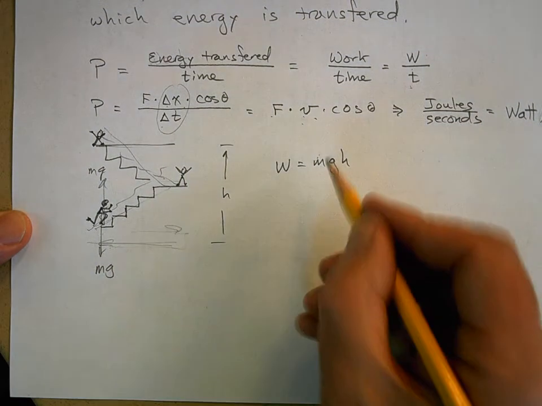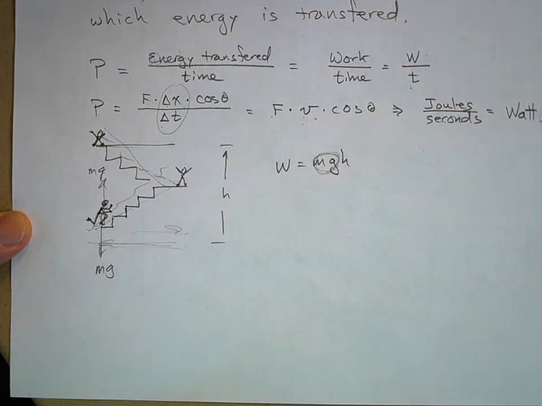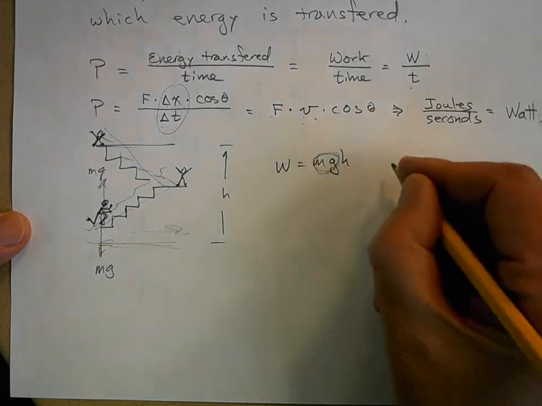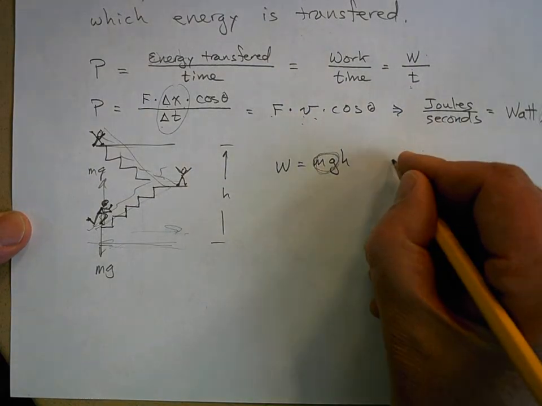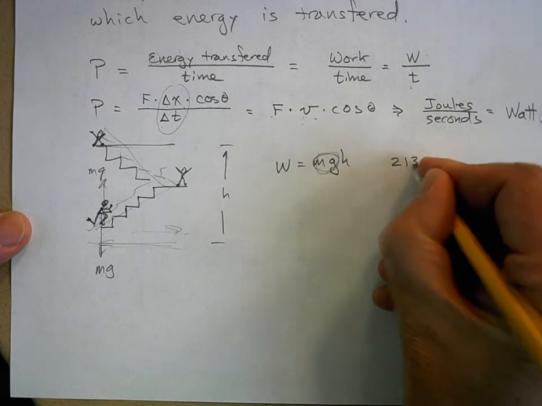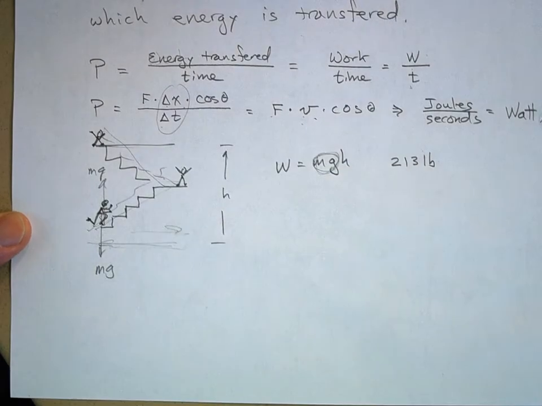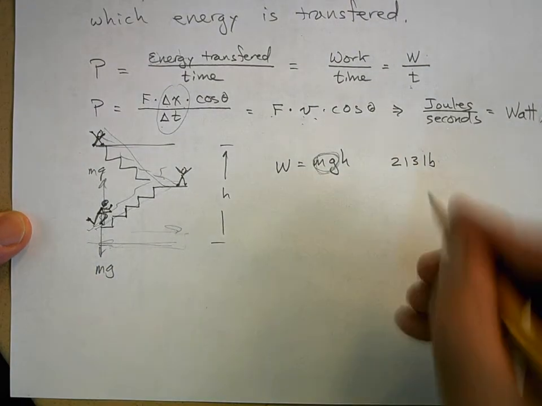Now, what is your weight? Well, you need to figure out what your weight is in newtons, and here's how you do it. I'll do this for my weight. I just weighed myself this morning. I've lost a little bit of weight, and I'm happy about that. I weigh 213 pounds, but we need that in newtons.